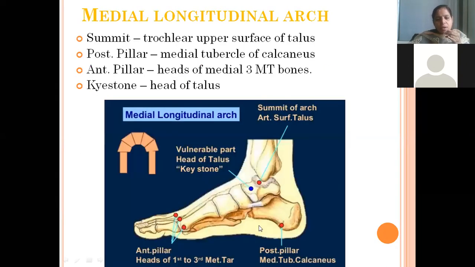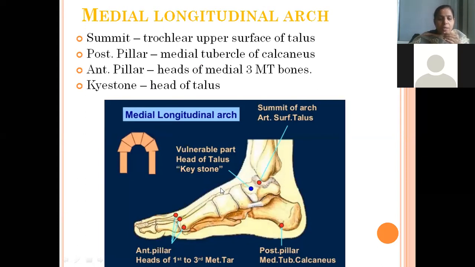Now continuing with the medial longitudinal arch, it has certain headings: it has the summit, then the posterior pillar, then the anterior pillar, and the key bone will be the talus. Now let us see how this summit is formed. Summit means, as I told you in the previous slide also, the highest point. We know calcaneum, talus, navicular, three cuneiforms, and heads of three metatarsals are involved in this arch, right?